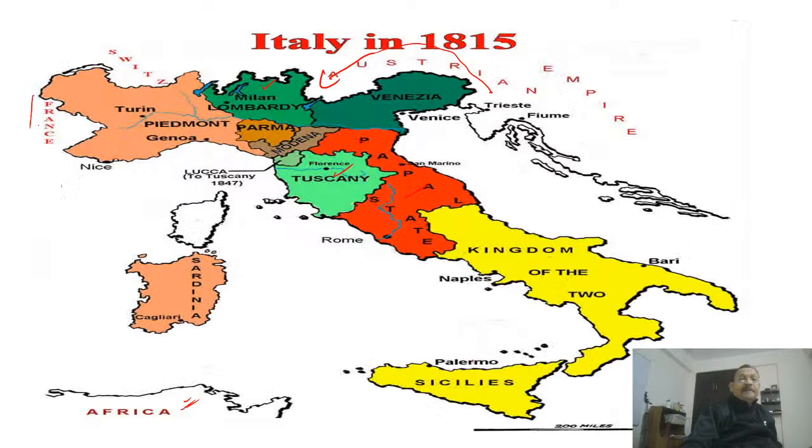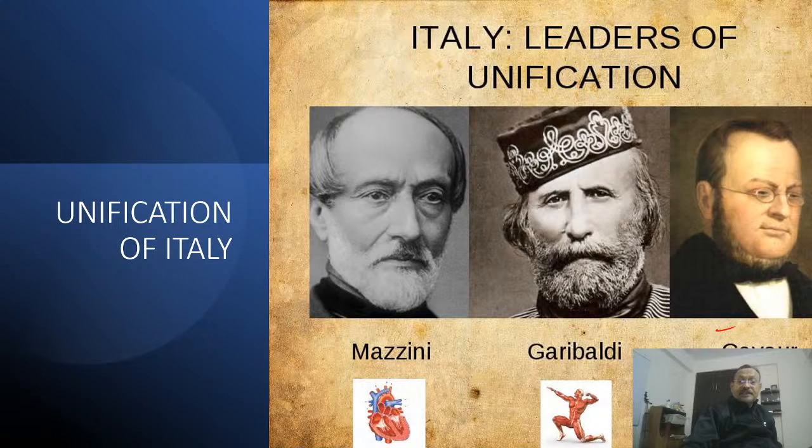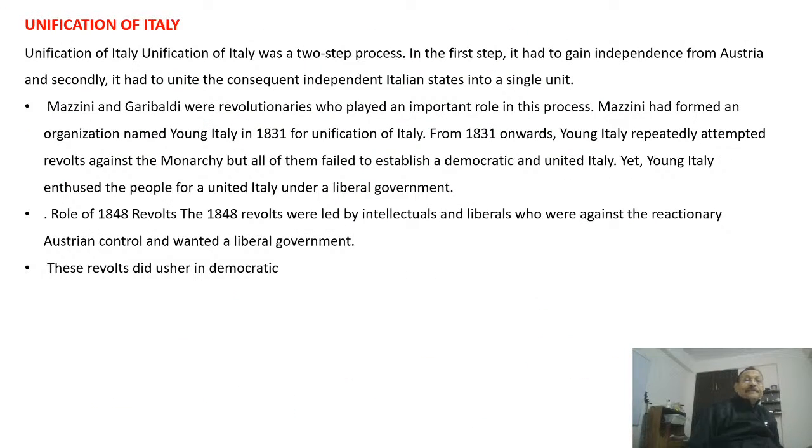अब आइए चर्चा करता हूं the process which started for the unification of Italy. Unification of Italy was a two-step process. As I told you that the first step, it had to gain independence from Austria. इसका सबसे पहला स्टेप क्या चाहिए था कि ऑस्ट्रिया से कैसे आजादी मिले. Second step क्या था, it had to unite the consequent independent Italian states. और दूसरा पर्पस क्या था कि ये इटालियन स्टेट को कैसे यूनिफाई कर सकता है.